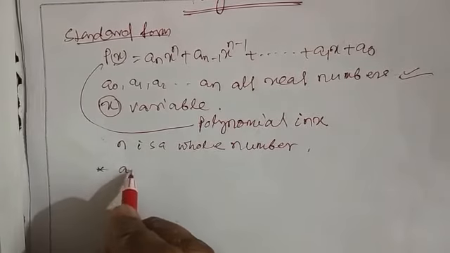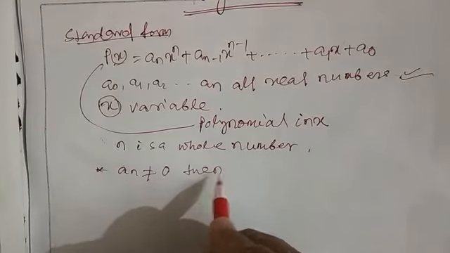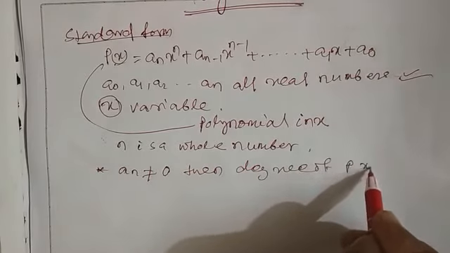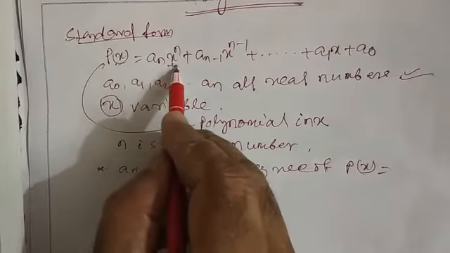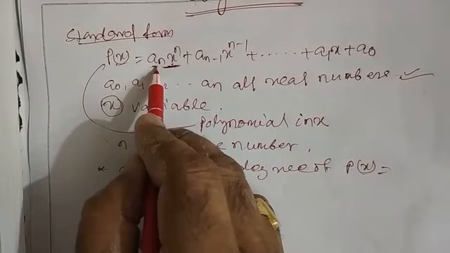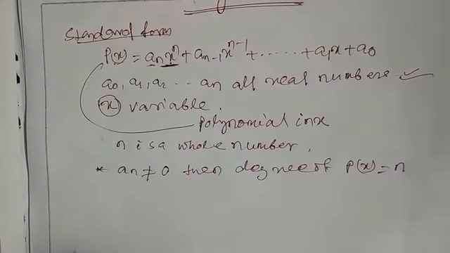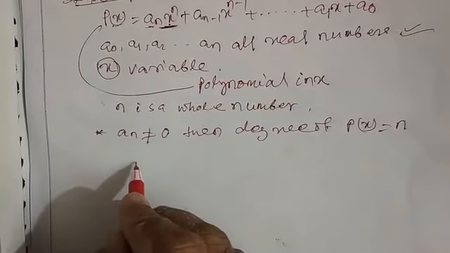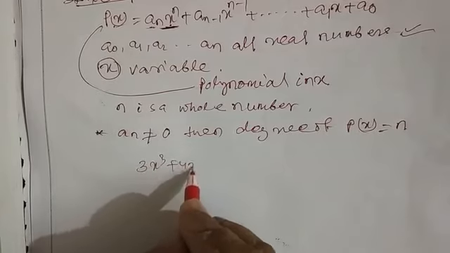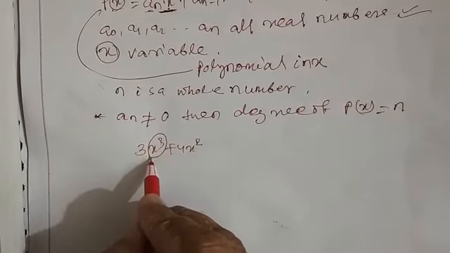If n is not equal to 0, then the degree of p(x) is the power of the highest term whose coefficient is not 0. Therefore, it is n. Now, what is the degree of 3x cube plus 4x square? Obviously, the degree is 3.